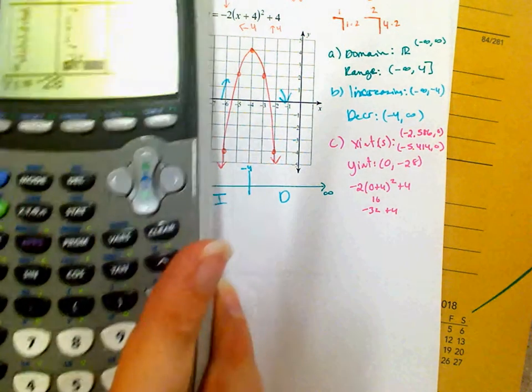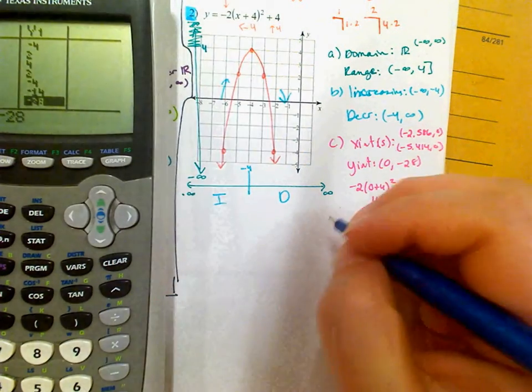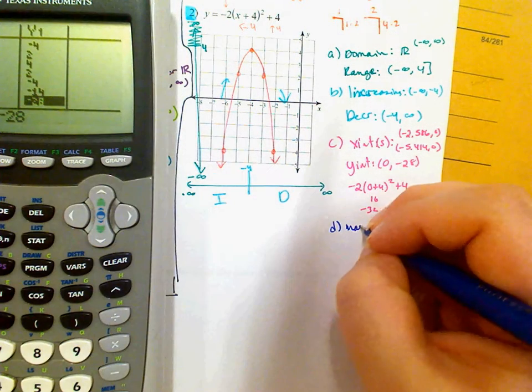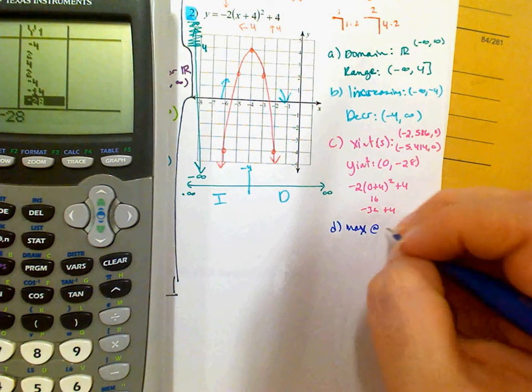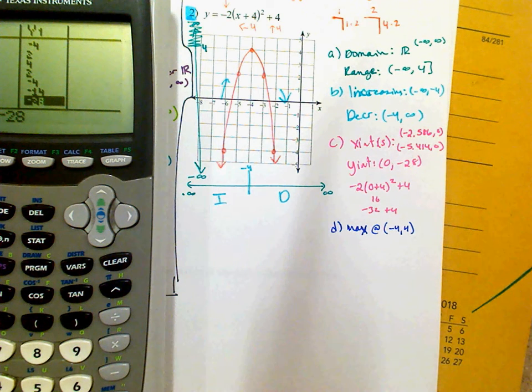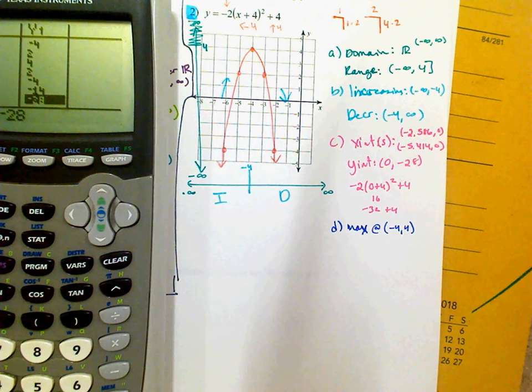D. D is the extrema, and we have a maximum, or a max, at the point negative 4, positive 4. And then last thing, E, end behavior.